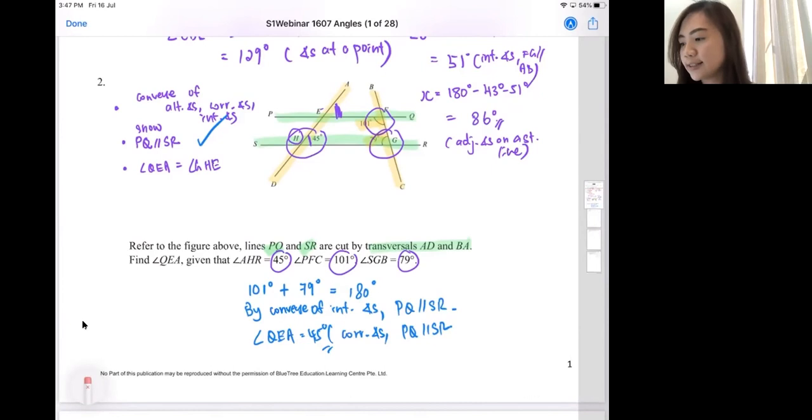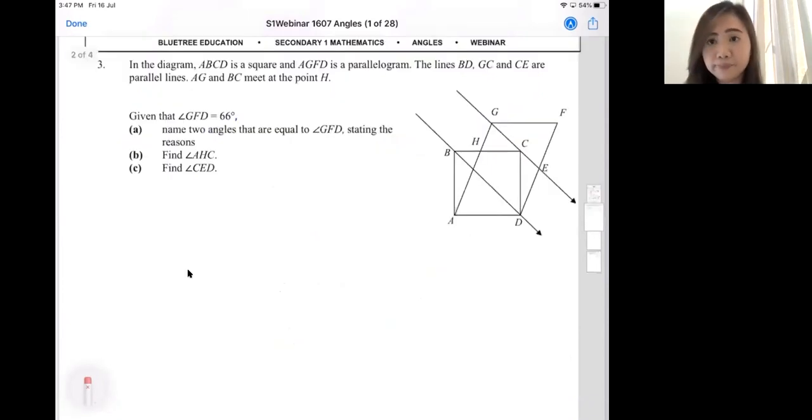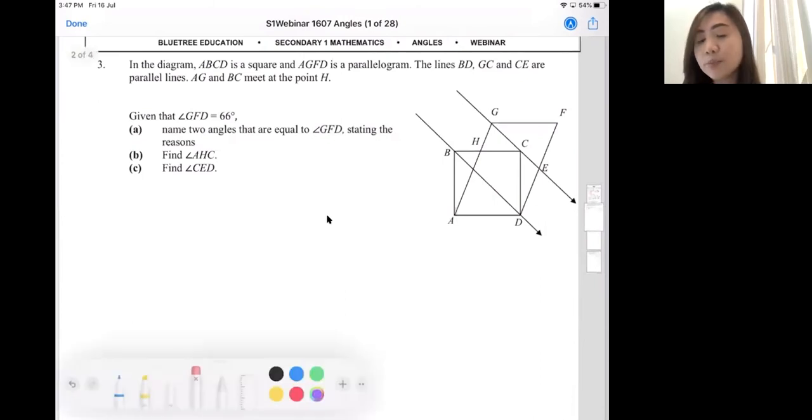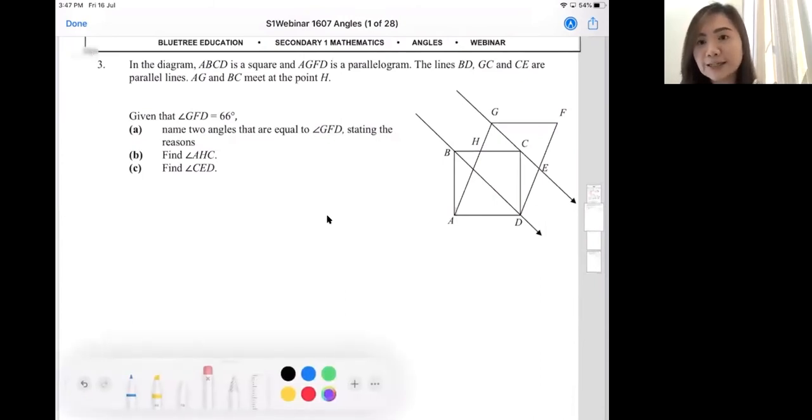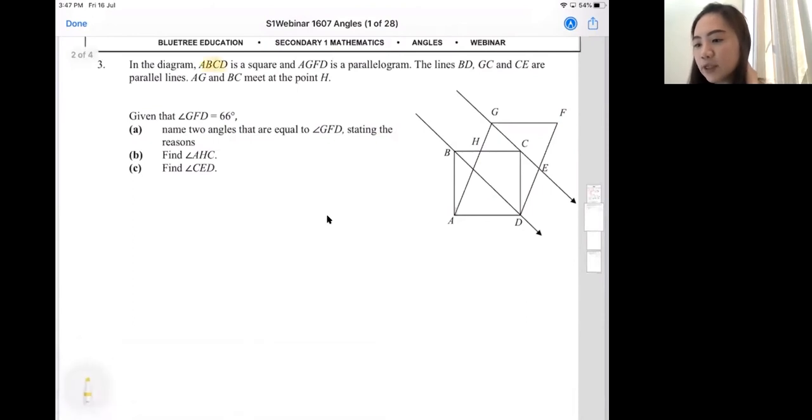Let's go on to the next question. Question number 3. ABCD is a square. So we are going to first search for key information. The 4 steps that I've listed just now, our solving strategy. So the first step is to search and obtain key information.